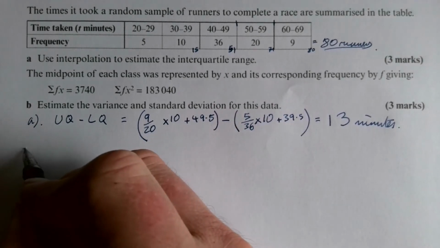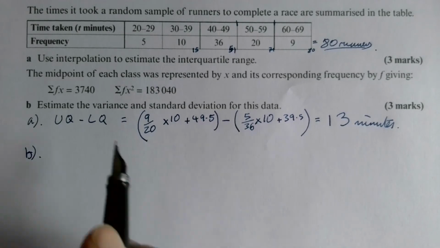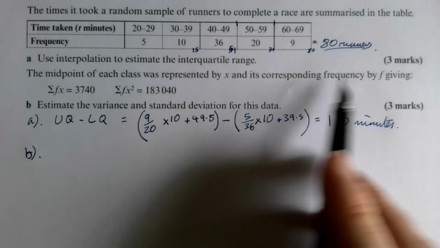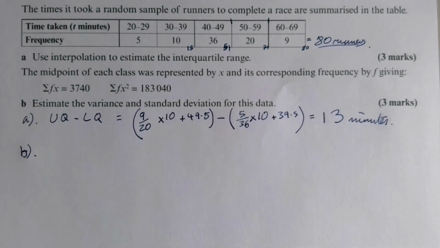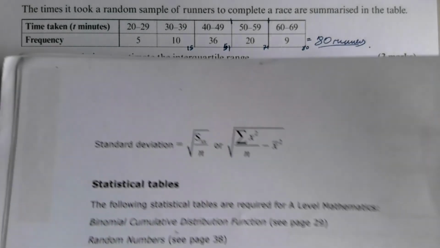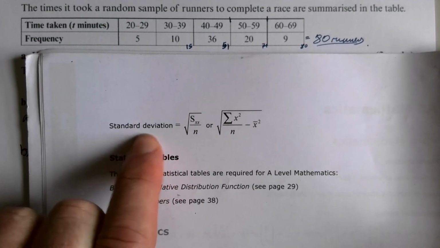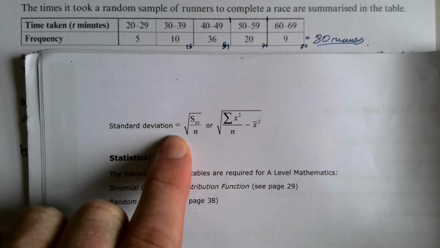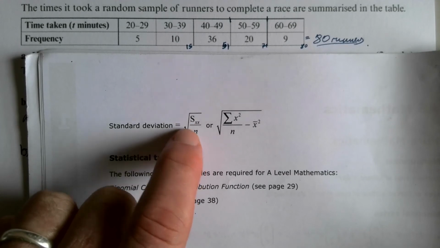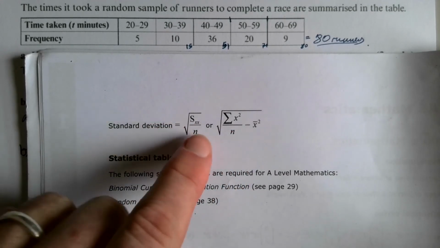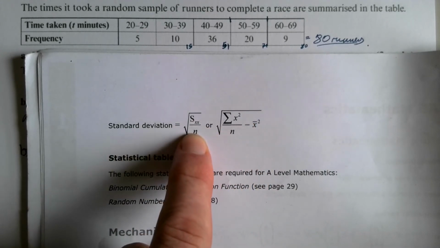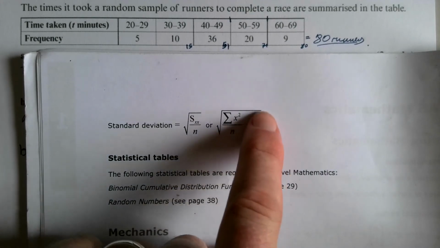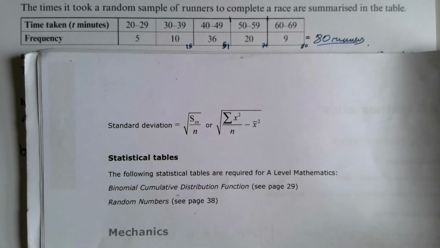Then the second part, using the midpoint, they've worked out a load of stuff for you, so they want you to use that. Now you may be thinking, I can't remember what's going on there. That's when you need to look into your statistical tables and see that it gives you two ways of working out the standard deviation. This special notation here, or this one here. But either way, the variance is the standard deviation squared. So the variance is what's inside here before you've done the square root.